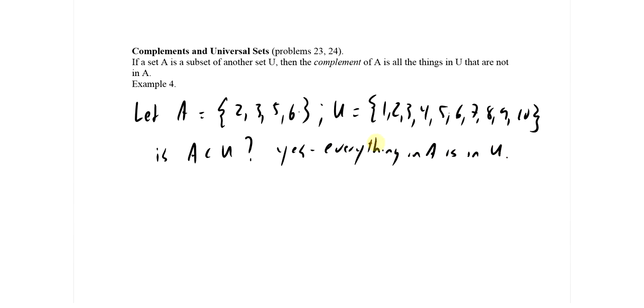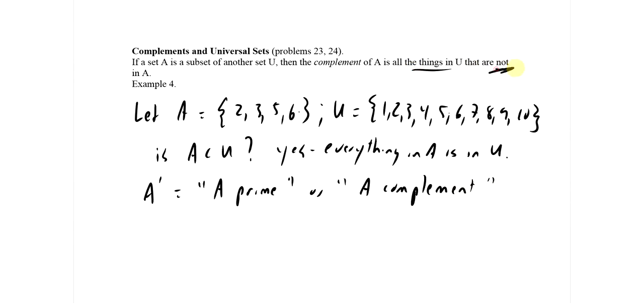Okay. A prime, so you can read that A prime or A complement. What's that? That's everything that's in U that is not in A. Right? And I suppose I should have capitalized that. Not. That looks like a watt. N-O-T. So complement goes with the word not, just like intersection goes with the word and, union goes with the word or, complement goes with the word not.